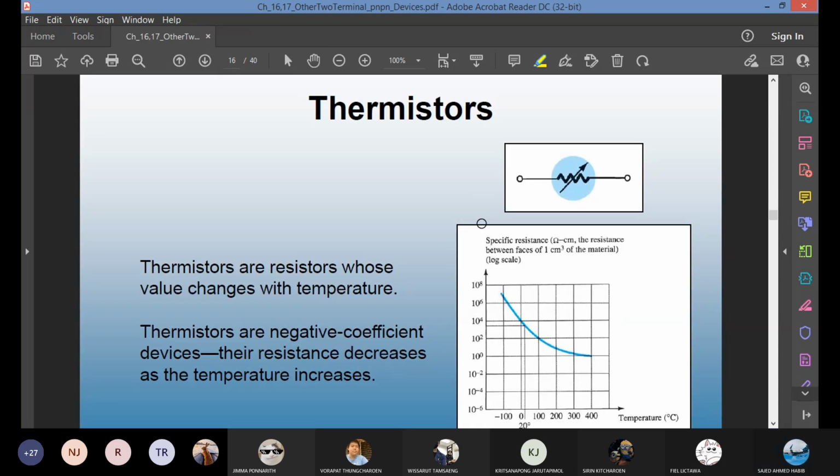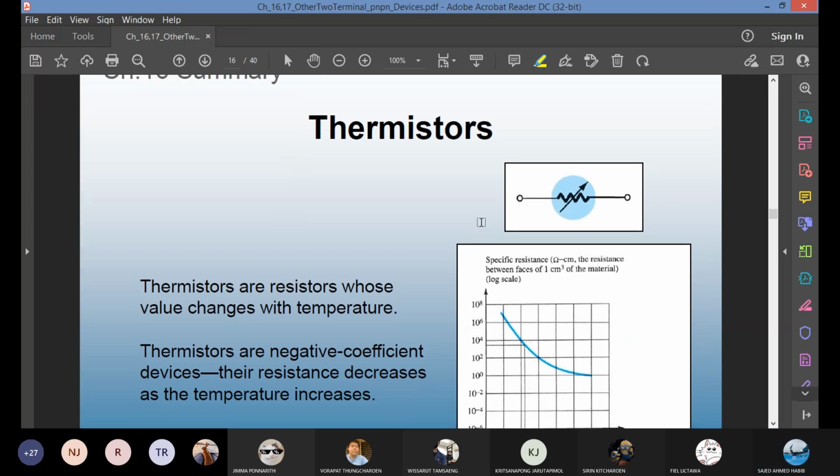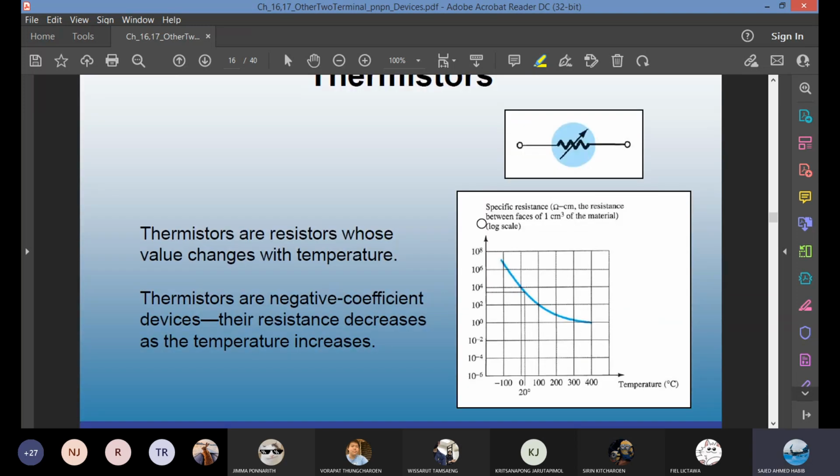Thermistor. Two words are hidden in thermistor: thermal, resistor. Thermal has to do with temperature. And then you can guess now what a thermistor does, how it behaves. Its resistance will change according to the temperature. You see a graph? It's a negative coefficient device. When the temperature is increasing, the resistance is decreasing.